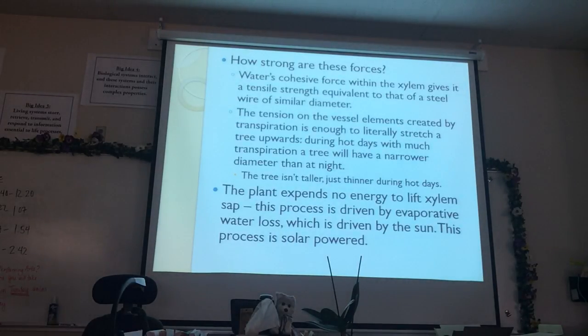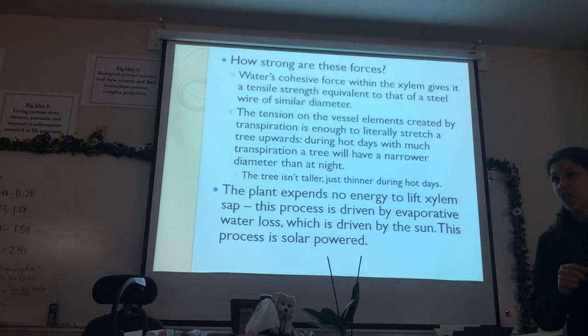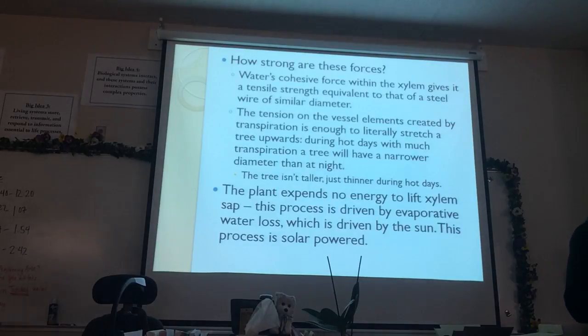Well, water's cohesive force within the xylem gives it a tensile strength equal to that of a steel wire. Tensile strength is, if you think about thread, how much can you pull it before it breaks? That's what tensile strength is. So like if you've ever been fishing, you can buy fishing lines that they'll say 5-pound weight test, 10-pound weight test, 15-pound weight test, right? That's just saying how big of a fish can yank on this before the fishing line's gonna snap, right? So that's what tensile strength is.